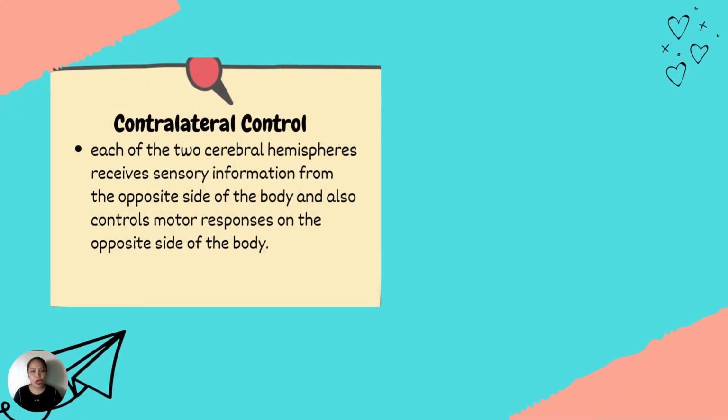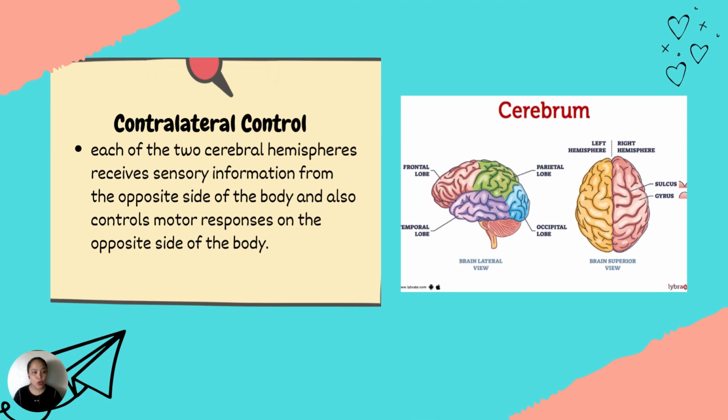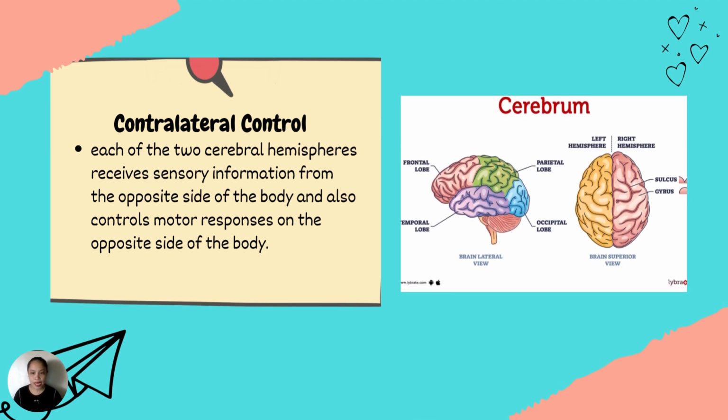Now, the large, rounded portion of the brain is called the cerebrum and can be divided into two sections or hemispheres, the right hemisphere and the left hemisphere. Now, contralateral control means that each of the two cerebral hemispheres receives sensory information from the opposite side of the body and also controls motor responses on the opposite side of the body. It is due to the brain's contralateral control of the body that an injury to the right side of the brain may result in sensory or motor deficits on the left side of the body.